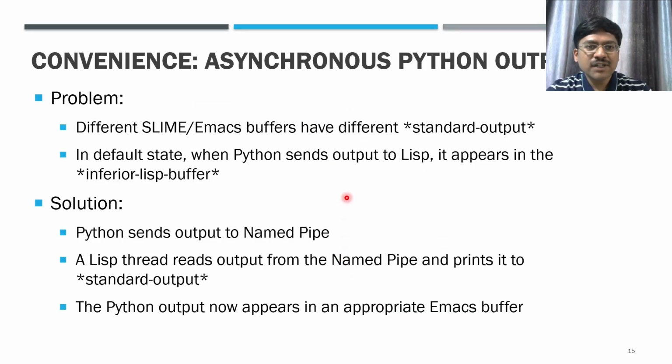Then coming to convenience facilities. So for asynchronous Python output, the problem we face is that different Slime or Emacs buffers have different standard output. So in the default state, when Python sends output to Lisp, it appears in the inferior Lisp buffer. A solution to this is to let Python send the output to a named pipe. A Lisp thread reads output from the named pipe and sends it to standard output. And the Python output can now appear in an appropriate Emacs buffer.